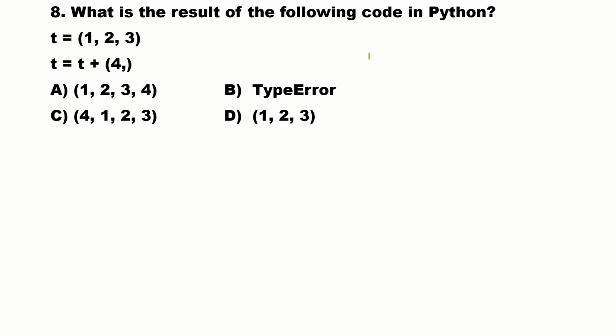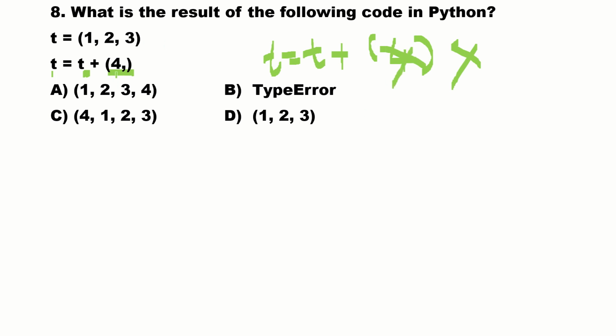Next one, what is the result of the following code in Python? Here one tuple is given and asked to add that tuple plus another. Here what do you mean by 4 comma? If it is simply 4 means what? If it is 4, it is not considered as a tuple, because when you try t = t + 4, Python will return a TypeError: can only concatenate tuple, not int. This will be considered as int. So this is not possible.